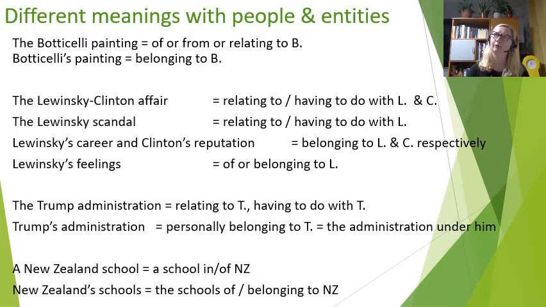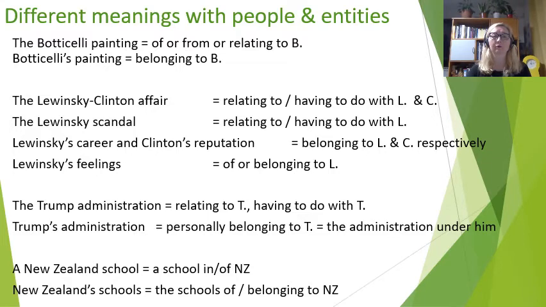Okay, the famous affair and scandal of the early 90s, or rather late 90s, which many of you will not remember. Anyway, there was a famous scandal with President Clinton, who was behaving very inappropriately with his intern in the Oval Office of the White House. And so this scandal is referred to as the Lewinsky-Clinton affair. In this form, there's no apostrophe S because it's relating to or having to do with Lewinsky and Clinton. Lewinsky was the young woman involved with Clinton.